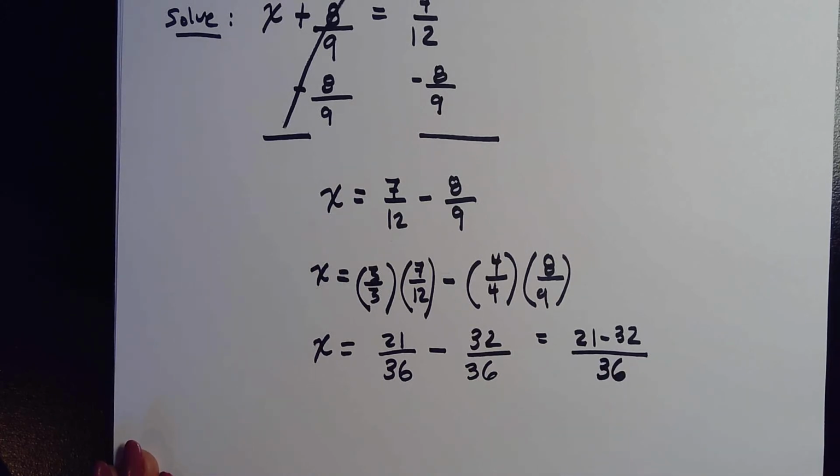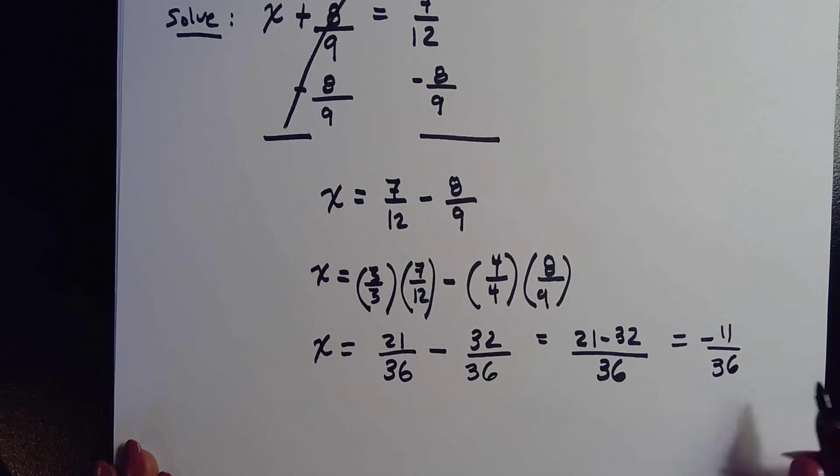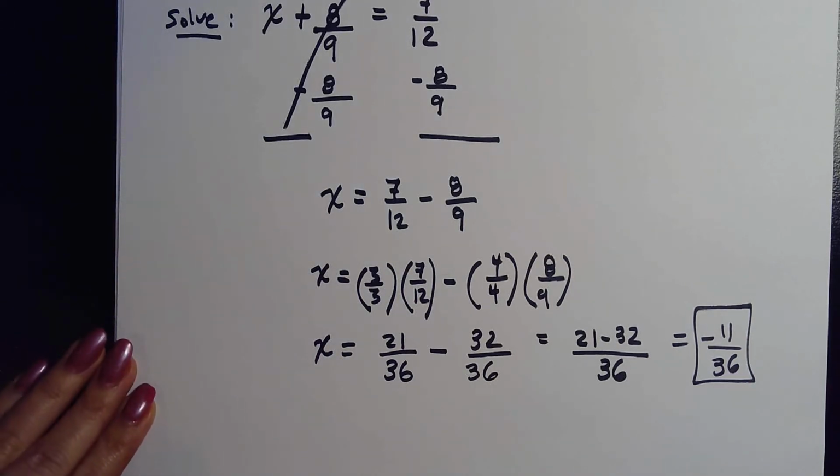And 21 minus 32 equals negative 11. And you can see that this is not going to reduce, right? Because 11 and 36 do not have any common factors. So that would be the answer here. X equals negative 11 over 36. Okay? So that is one.